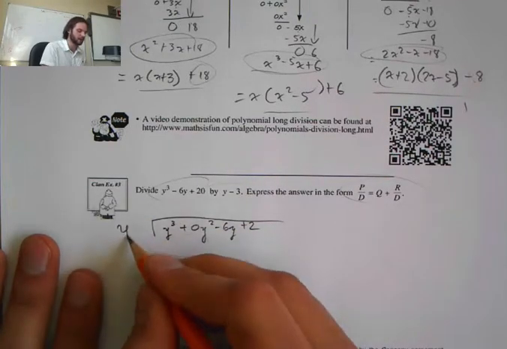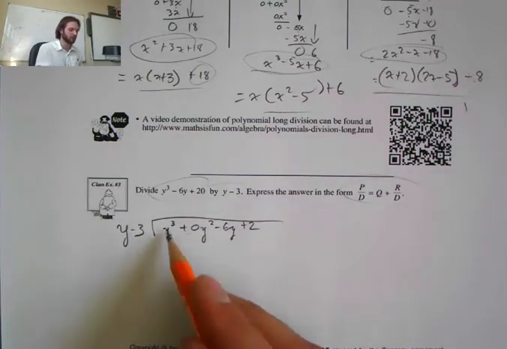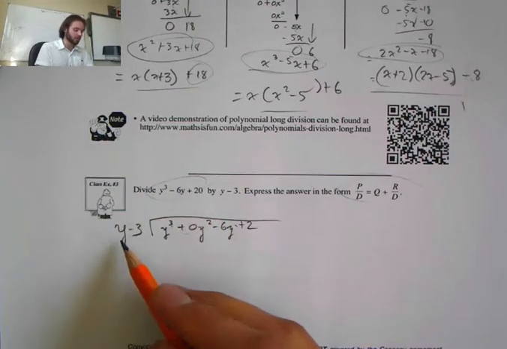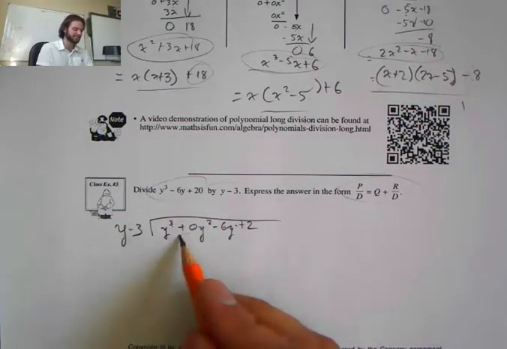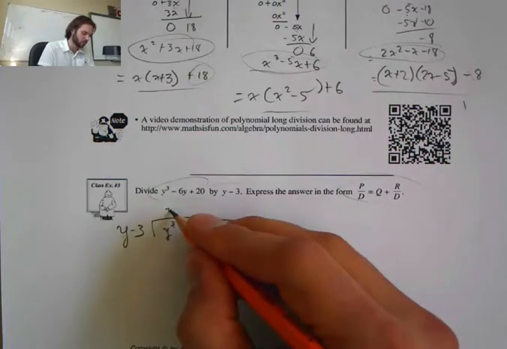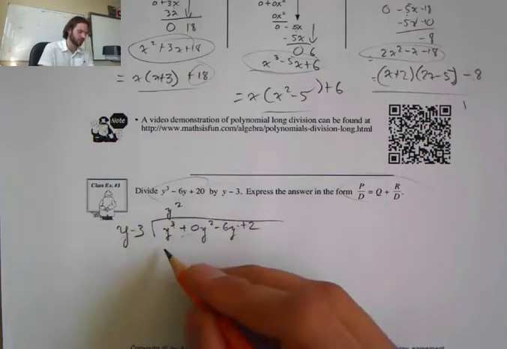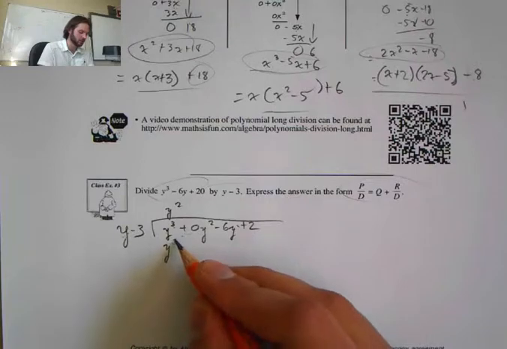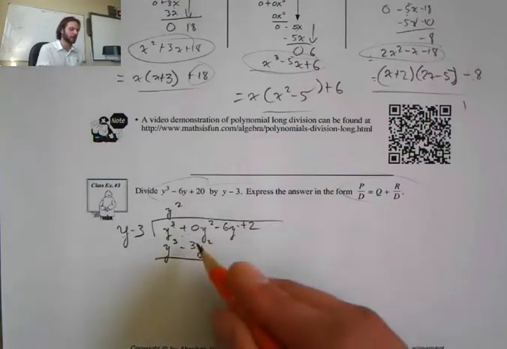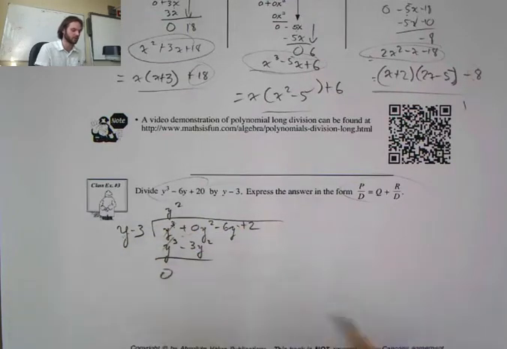And I have y subtract 3. Okay, so I go 3, 2, 1, 0. Good. I'm counting down properly. I'm not skipping anything. So we look at this. I know y goes into y cubed, y squared times. Okay, so I'm going to get y cubed minus 3y squared. So I subtract, these cancel off, and that is 0.